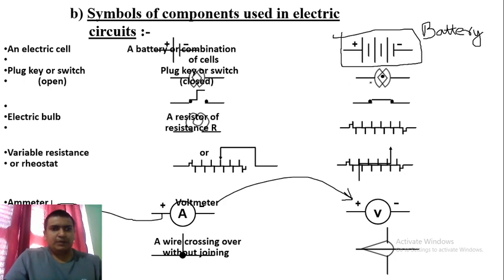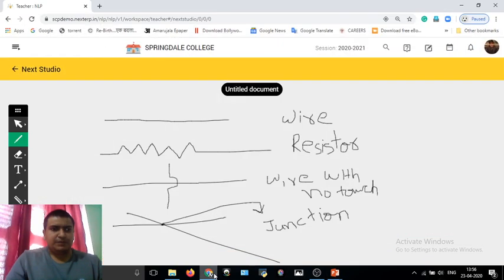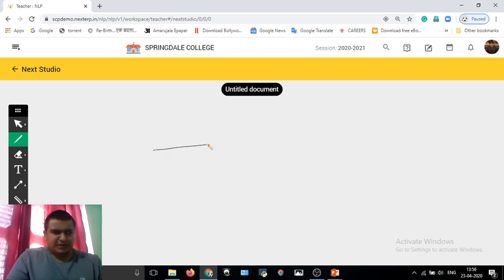While this symbol is called a key. A key is just like a switch. One more symbol related to the key is here. You see, this is also a key, where this particular sign represents the on mode of a key. At this time the key is in on mode, and when this type of symbol is present, it means your key is off, your switch is off.